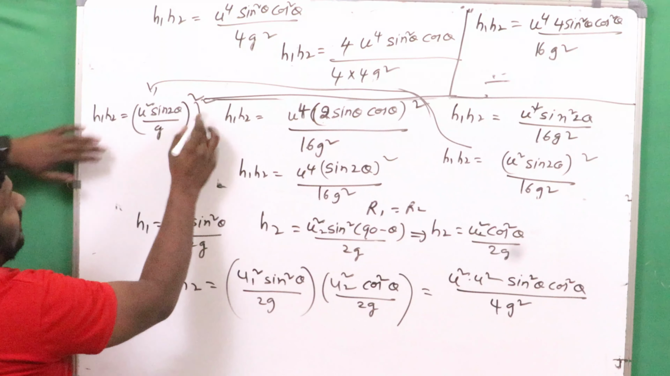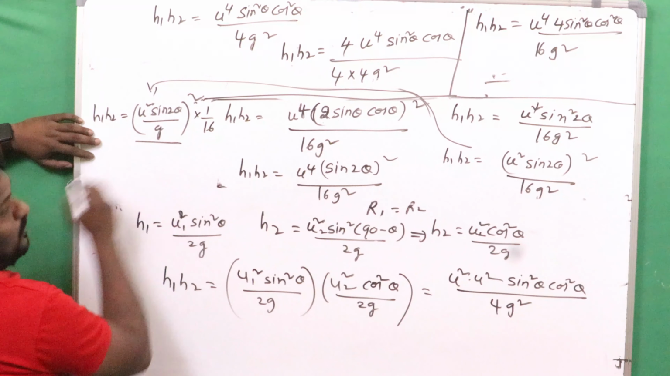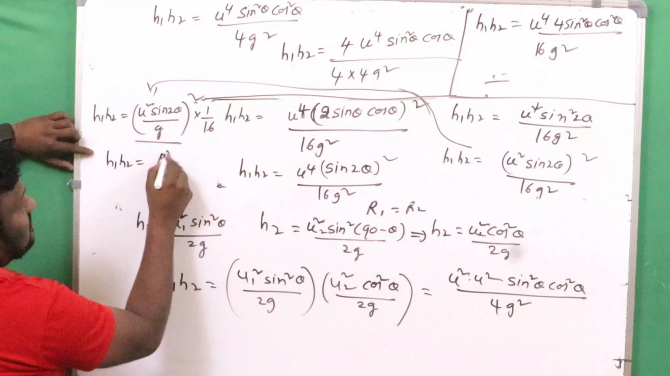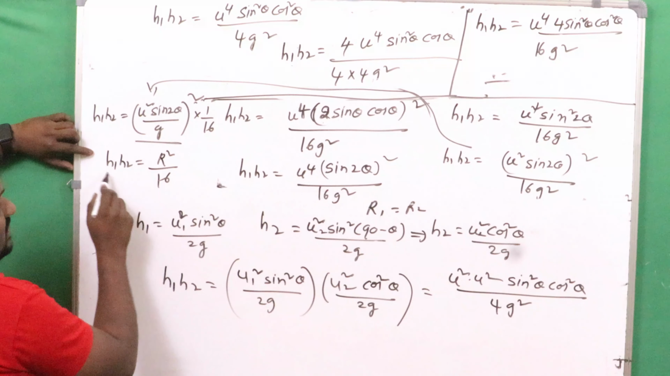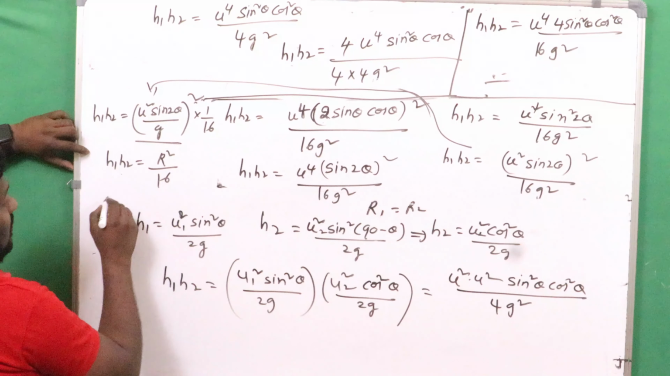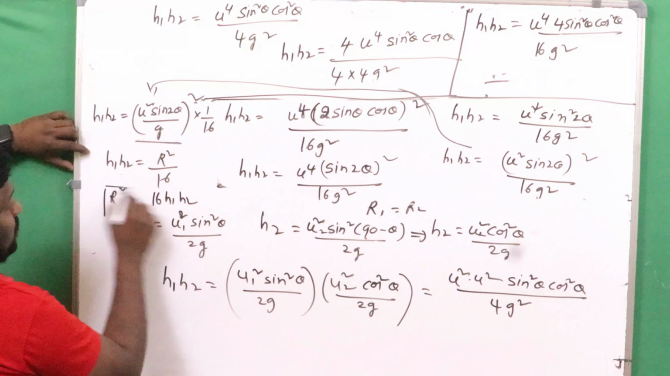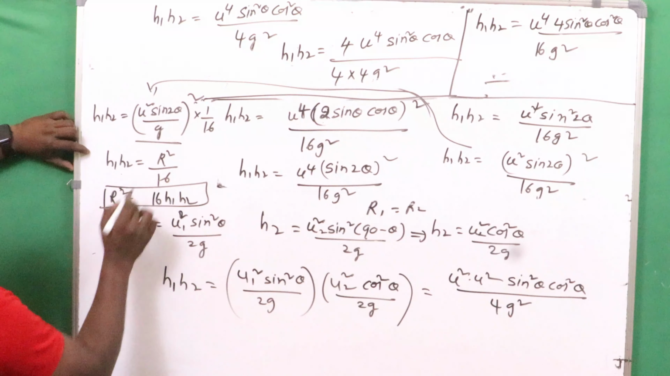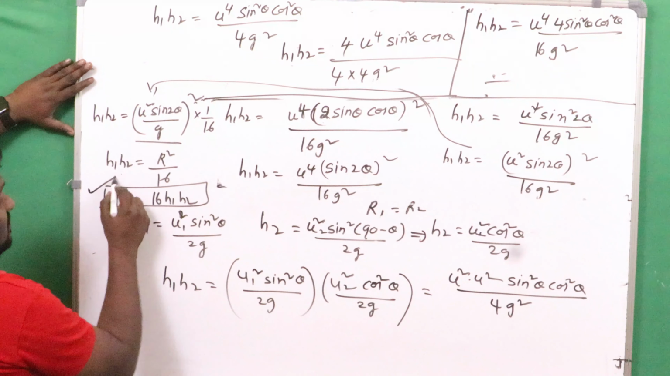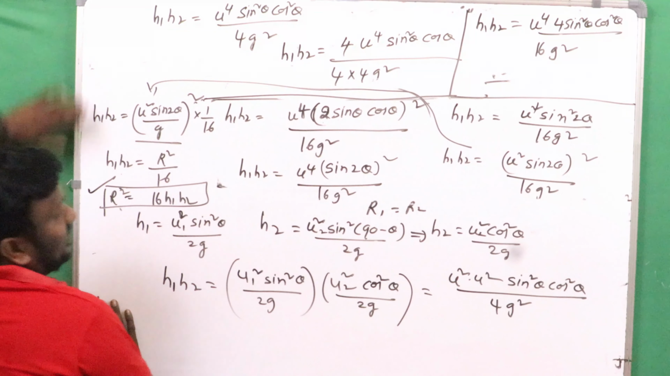And into that you have 1 by 16, and this is the value of r. That's what we have: H1 H2 is equal to r square by 16. Then obviously r square is equal to 16 into H1 H2. That's why among the 4 options, option B is the right one: r square is equal to 16 H1 H2.